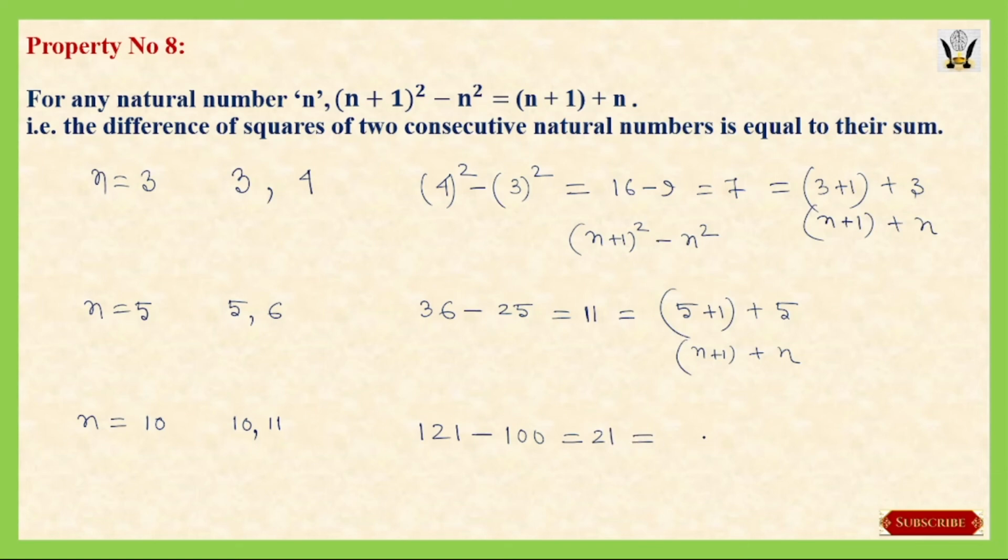21. And what is 21? It is 11 plus 10. And 11 is what? 10 plus 1, then plus 10. So again it is n plus 1 plus n. So this is very easy, and this is very important and interesting as well.